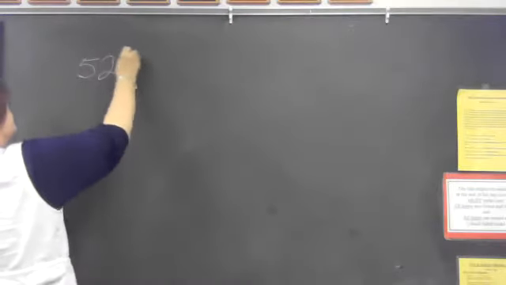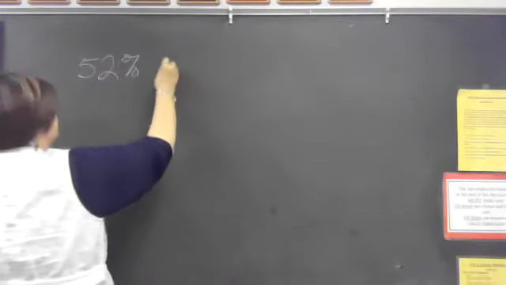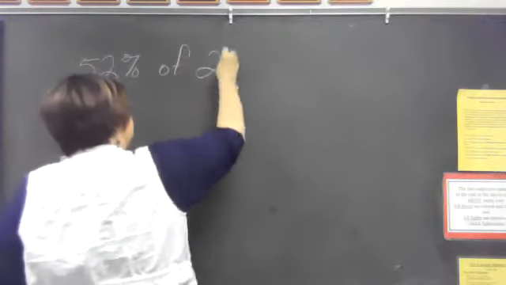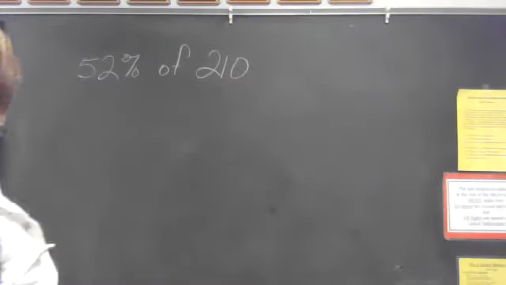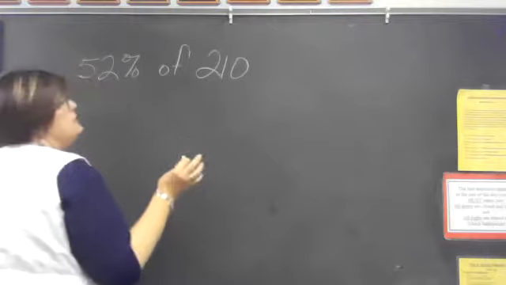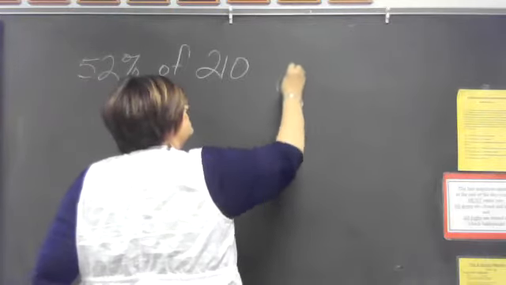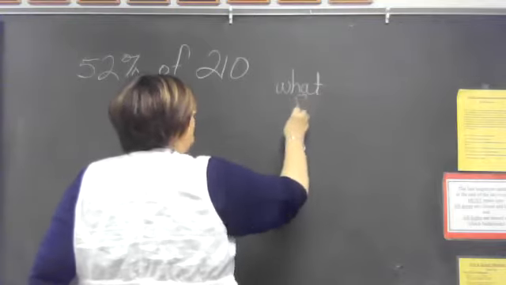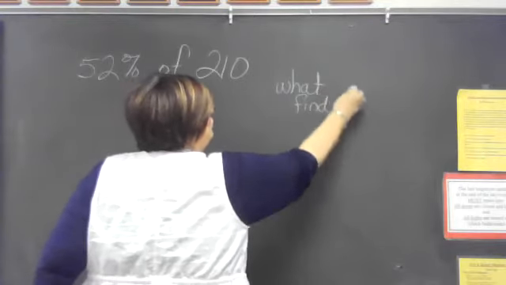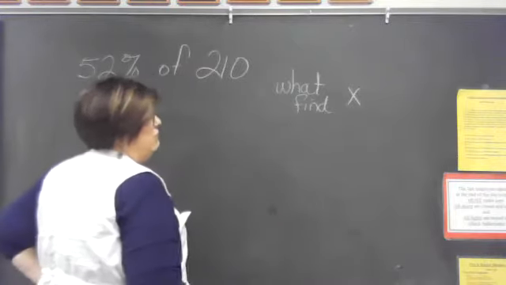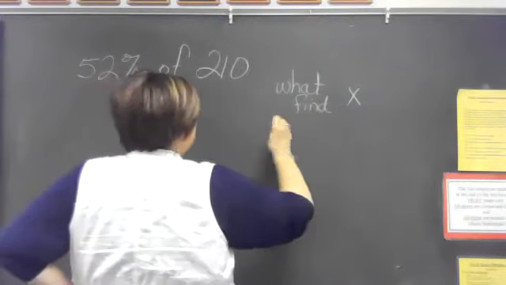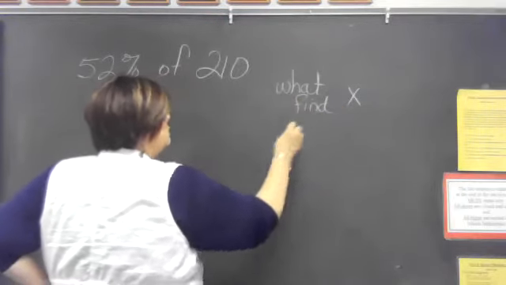So the very first one on here says 52% of 210. Now, those of you that have the handouts, this one's already worked for you, but I want to explain the words that we will probably be using in all of these problems. What, or find. We're going to use X or any variable that you want. Some people like the first letter of their name, whatever, any letter is fine with me. What or find, you're going to use X.